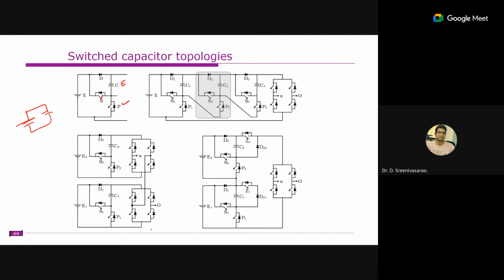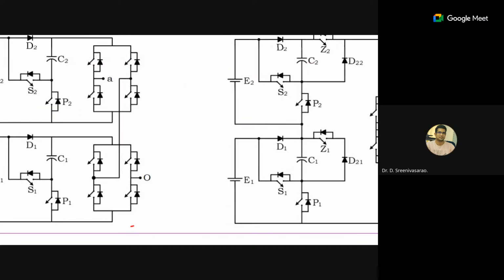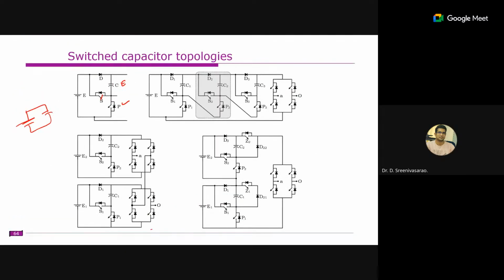So now the capacitor is charged to E voltage. Right. So now we will turn on the switch S. So that means we have the path like this.